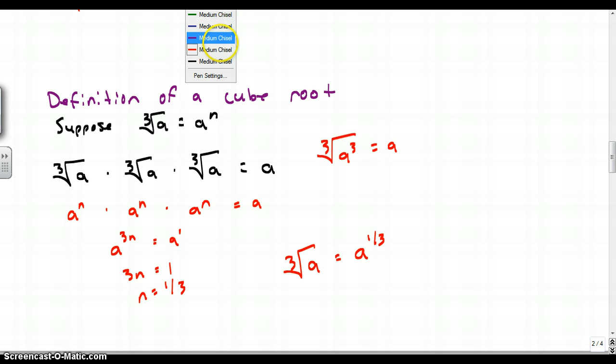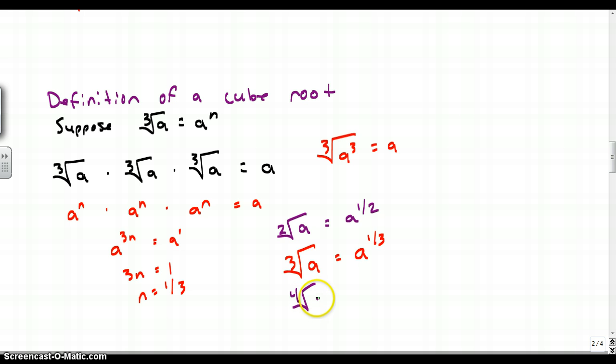Now I also know that the square root of a equals a to the 1/2. And if you keep this pattern going, because all math is patterns, you might see that the fourth root of a would be a to the 1/4. And you could probably assume by inductive reasoning what the fifth root of a is, the sixth root of a, the seventh root of a, and so on and so forth.